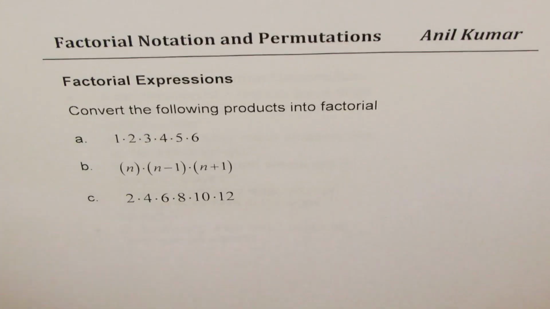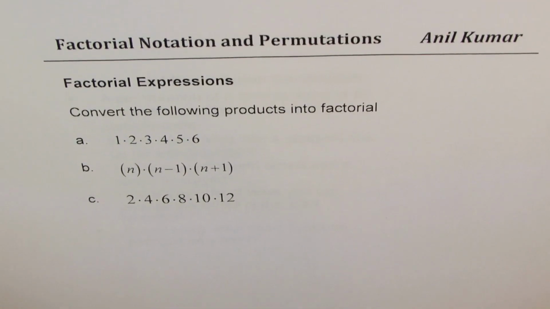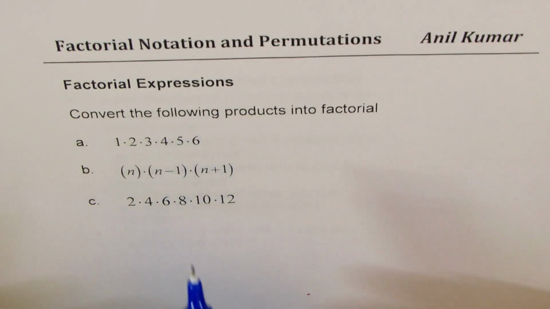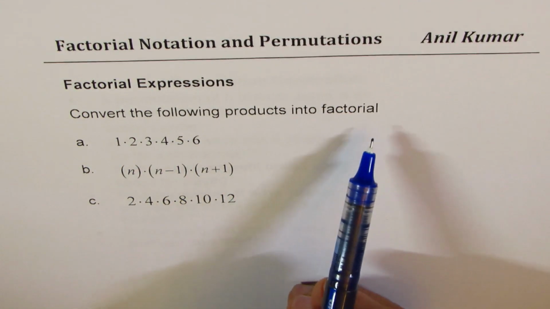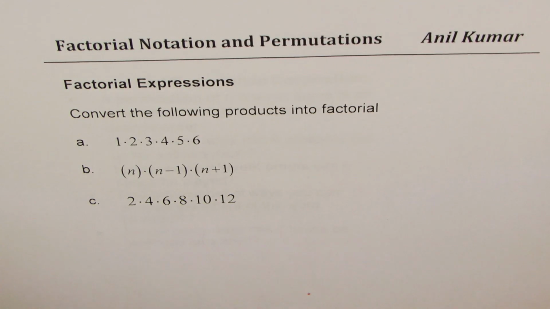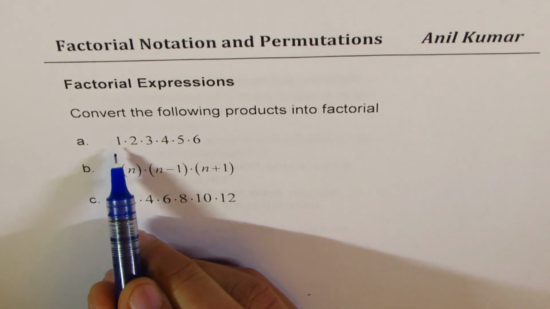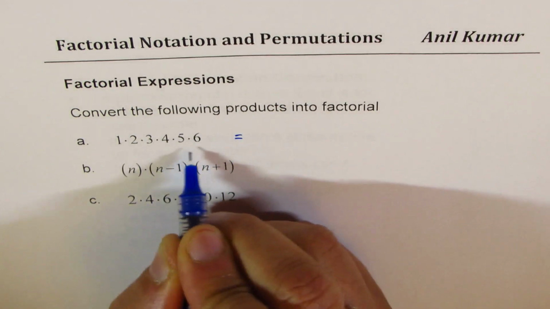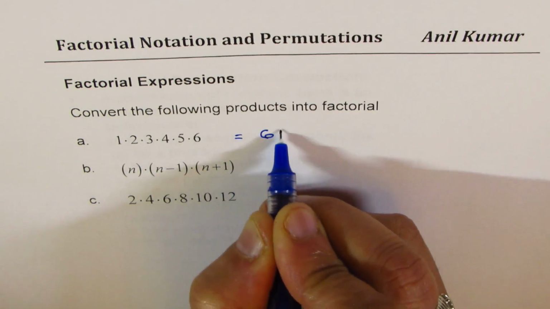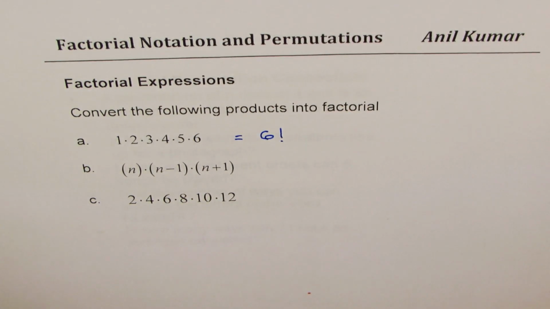Okay, let's move on and see how to write factorial expressions now. Here we have factorial expressions. We need to convert the following products into factorial. 3 examples. I'd like you to pause the video, copy these 3, solve them, and then look into my suggestions. First is very simple, multiplication of 1, 2, 3, 4, 5, 6, and that could be written in short as 6 factorial, correct? So that is so simple.